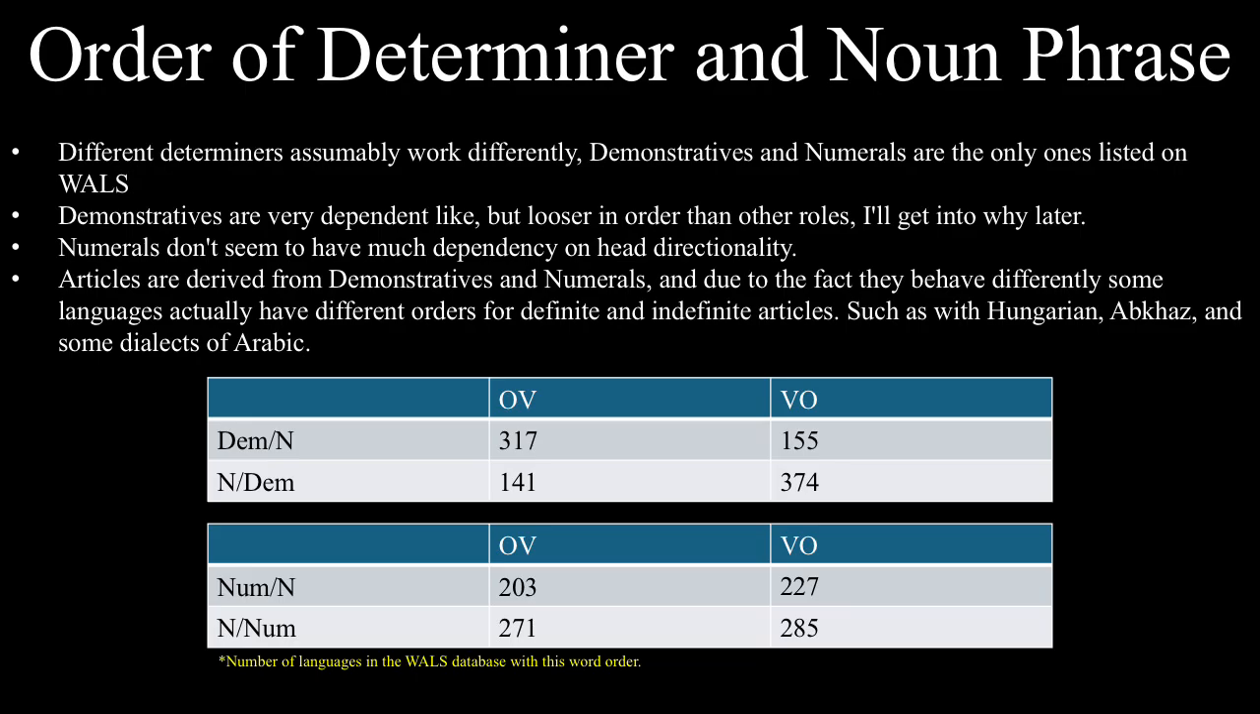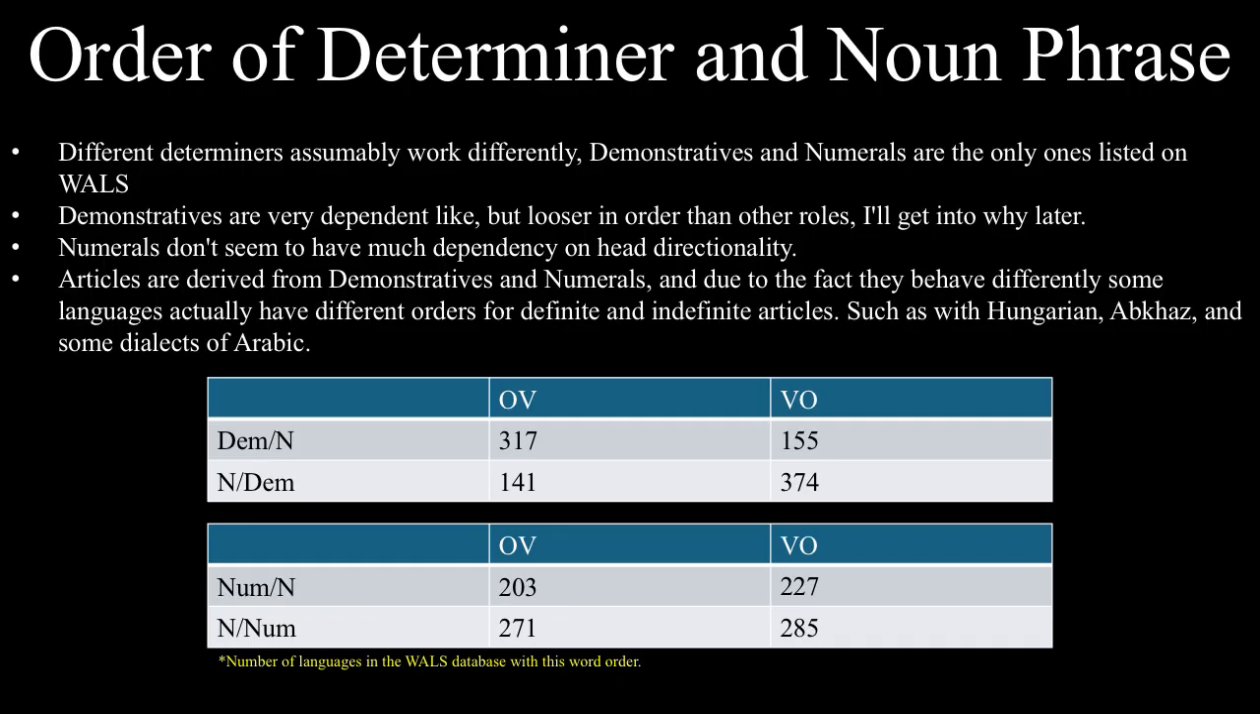Next, we have determiners and their noun phrases. WALS lists demonstratives and numerals, but you can likely easily extrapolate article and quantifier syntax from their evolution related to demonstratives and numerals. See my parts of speech video for that. Generally, it seems like demonstratives are very consistently dependent-like, i.e. coming after the noun in head initial languages and before in head final, and don't have much of a tendency outside of that, although they tend to be more variable than others because they are more susceptible to random syntactic shift, which I'll get into in a bit.